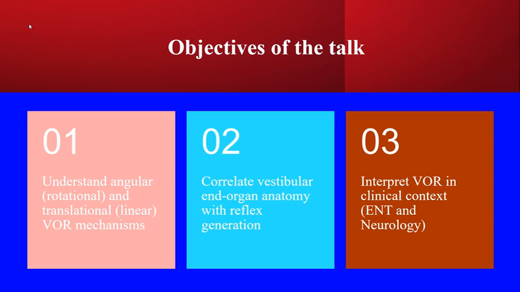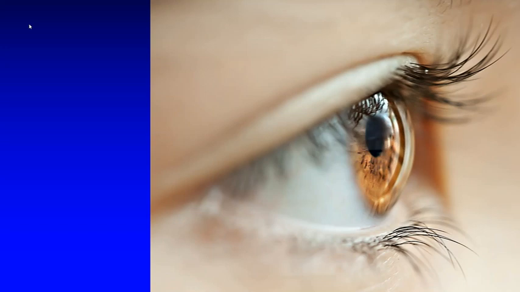The objective of my talk is, number one, to understand the angular, that is the rotational, and translational, that is linear, vestibulo-ocular reflex mechanisms. Secondly, to correlate vestibular and organ anatomy with reflex generation. And thirdly, to interpret VOR in clinical context for ENT and neurology residents.